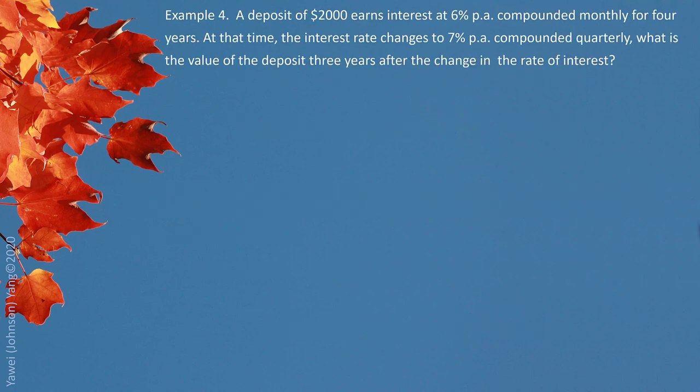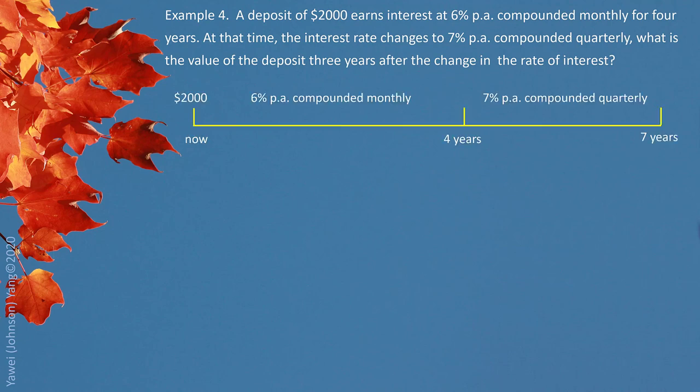Example 4. A deposit of $2,000 earns interest at 6% per annum, compounded monthly for 4 years. At that time, the interest rate changes to 7% per annum, compounded quarterly. What is the value of the deposit 3 years after the change in the rate of interest? So this question is a little bit complicated, the interest rate changes once. But we can see that for compound interest situations, it is very convenient to handle. Here's our investment structure.